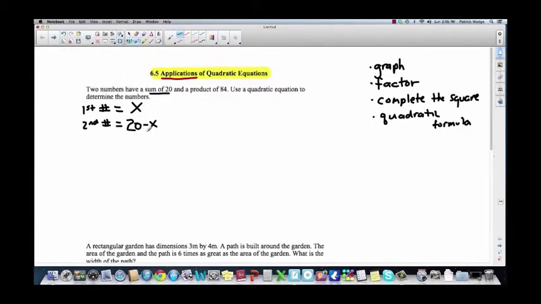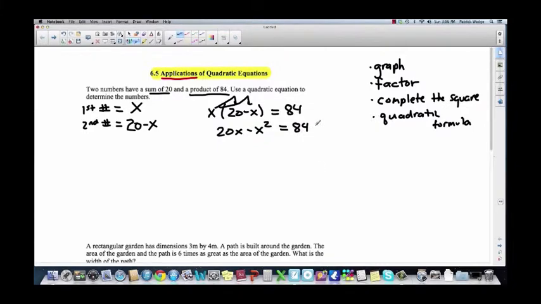Okay, so we have our two numbers, X and 20 minus X, and now it tells us that the product of those two numbers is 84. In other words, multiplying the first number by the second number equals 84. Okay, let's expand here. Distributive property. So 20x minus x squared equals 84.